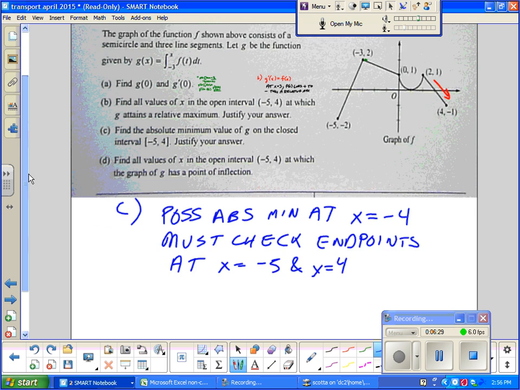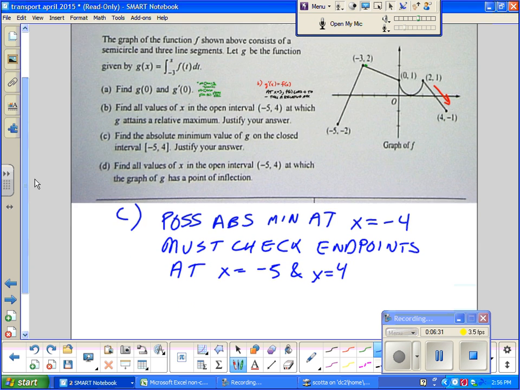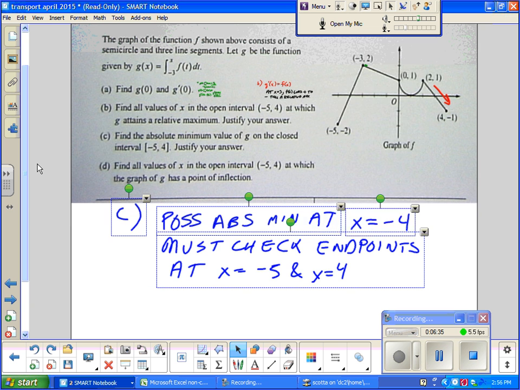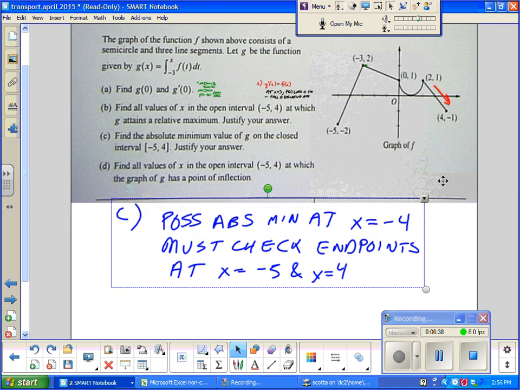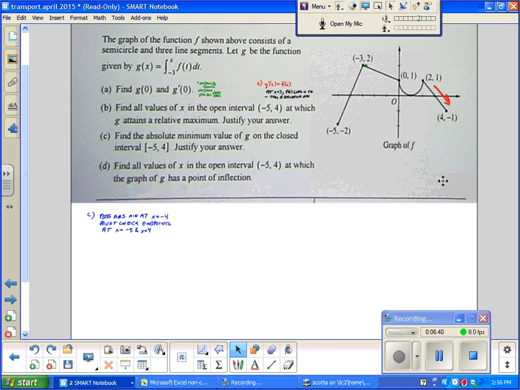I'm going to start with G of -5 and work my way left to right. I'm going to have to make this smaller to give myself some room. So I know I have to check those 3 points. I'll make that small. I'll start with G of -5.